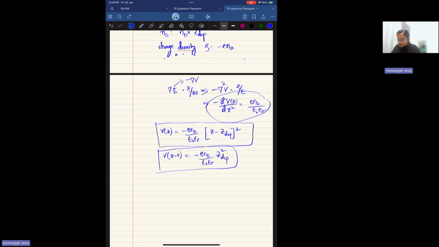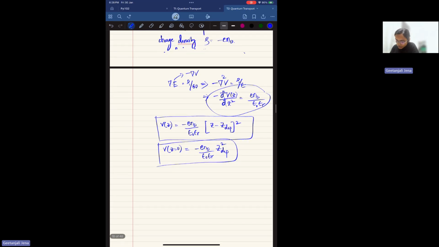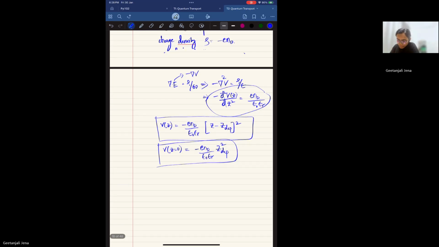Okay. Now in the second case, one thing we can notice here is that the potential is directly proportional to Z depletion square, and it is also directly proportional to the donor density. This relation you should remember so that you can solve the problems that will be asked in the assignment.